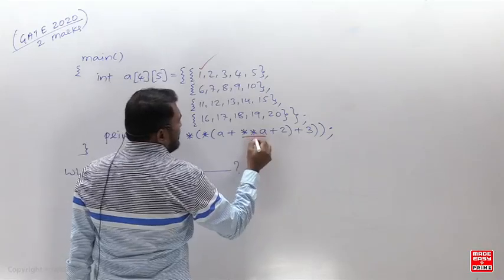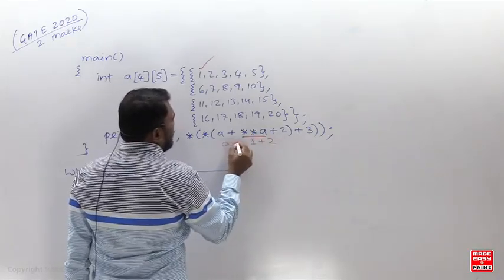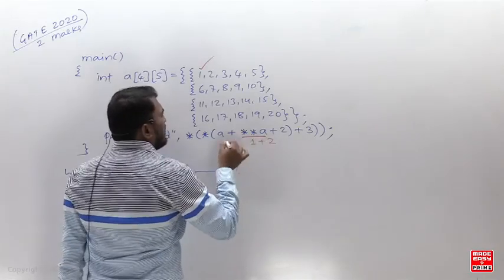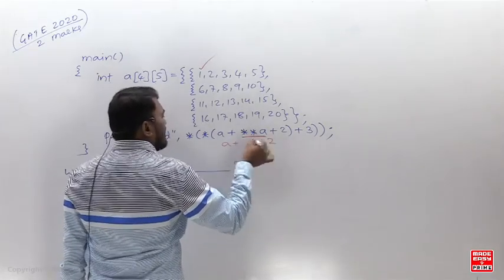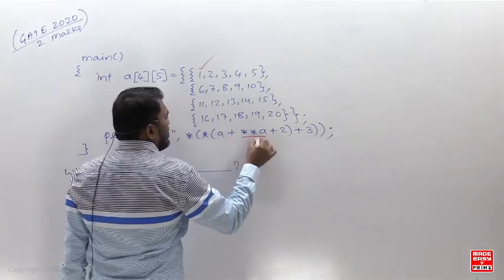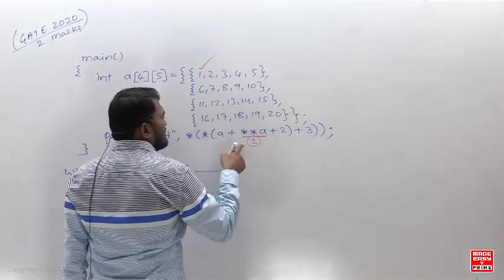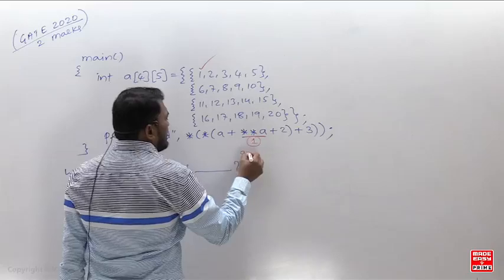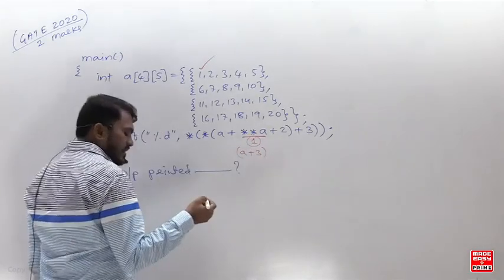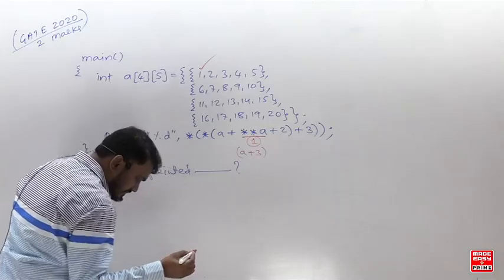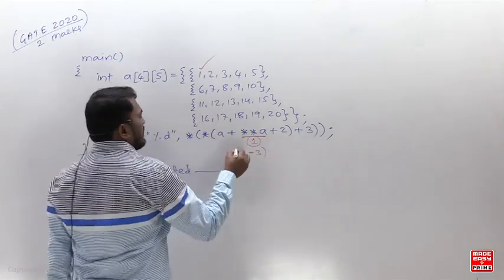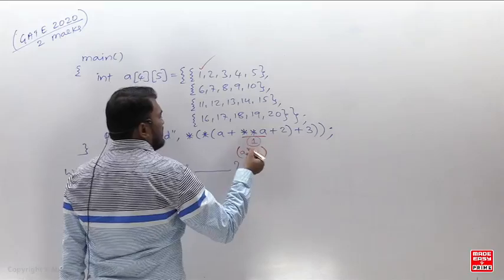So indirectly this is 1 plus 2. Okay, a plus 1 plus 2. So a plus 1 plus 2 indirectly means a plus 3 only. A plus 3, right? This value is 1 here, so indirectly a plus 1 plus 2, which means a plus 3 only. So if I say a plus 3 here, understand here, that is a plus 3.